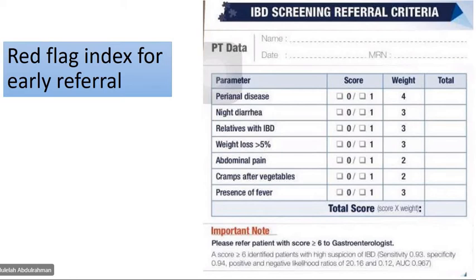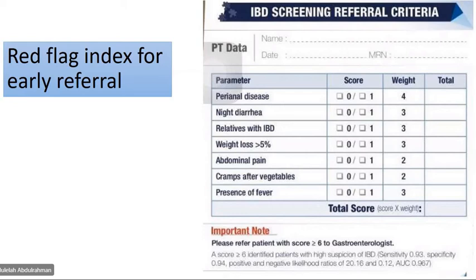So if you are not a gastroenterologist, you're not even an internist, and you end up doing a surgical specialty or gynecology specialty or family medicine, it would be nice to have a referring tool, a tool that you can use to identify early patients with inflammatory bowel disease, so you can refer them to an internist or a gastroenterologist later on. So this tool comes in handy, called IBD screening referral criteria, that we can apply, and it has a scoring system.